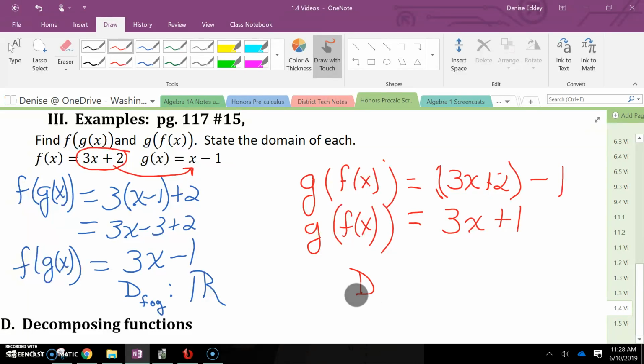And we're going to define our domain in the same way for g of f of x. And what we're going to see is that, again, we have a line being put into another line. So we have a range of our original line, f, being all real numbers. So that becomes the domain of our g. And it, again, has no restrictions because the final equation is a line. So our domain is going to be as well all real numbers.